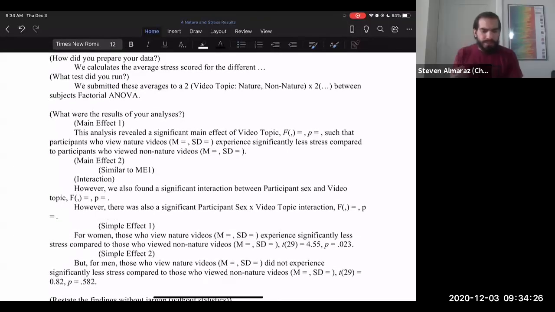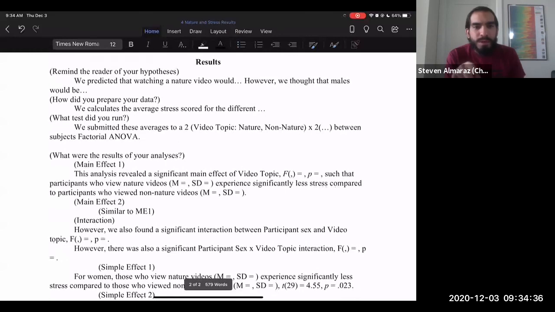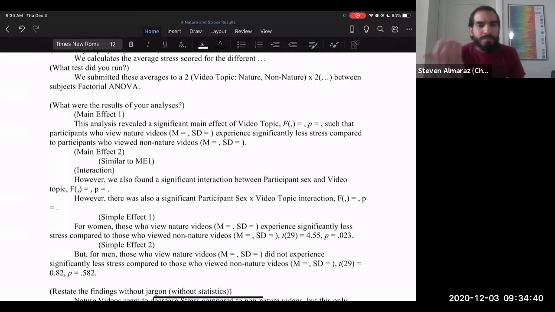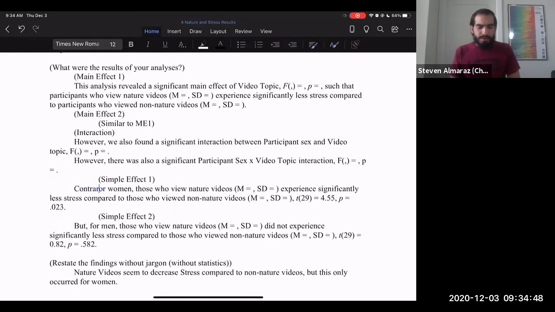Oh, actually, so I won't forget that, but I will forget this other thing. I forgot one thing that I didn't mention here in the results, which was whether the hypotheses were supported. So I would add something right here that says contrary to our hypotheses.